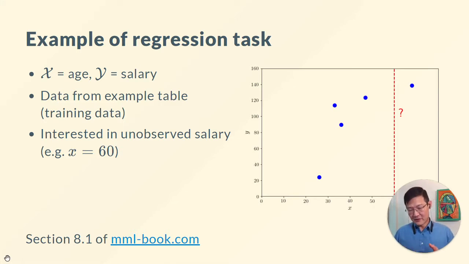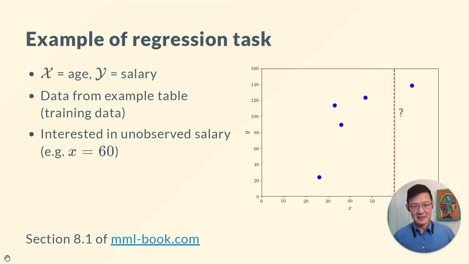And often we want to do something like linear regression. On the x-axis here, we have age, and on the y-axis, salary. And the 5 blue dots you see here are the data points that come from the table in the previous slide.